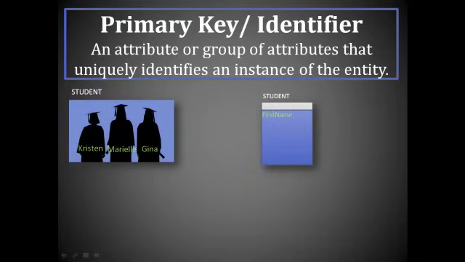So at first the students only had first names, but if two of them had the same first name, it would be confusing and they might get mixed up. But now you added student ID, which means that no two students have the same number. Yeah, you've got the idea.